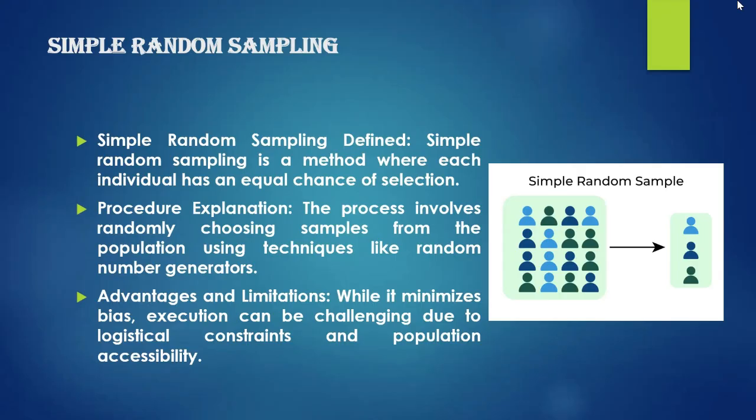So the advantages of simple random sampling are that it minimizes selection bias and it is easy to implement with small populations. The disadvantages are it is not feasible for large populations and it may not ensure diversity in the sample.